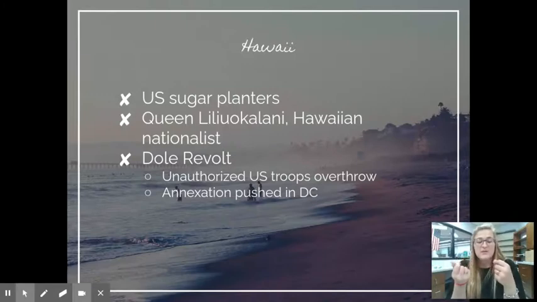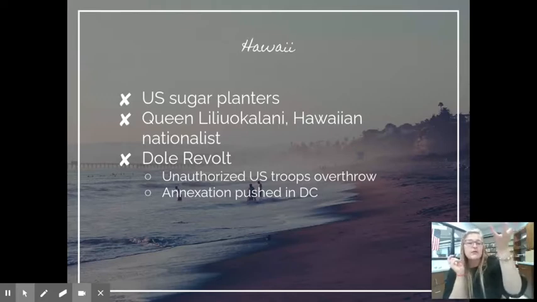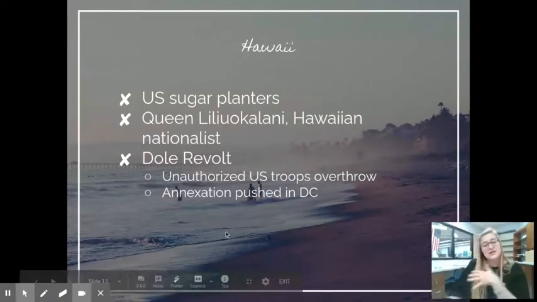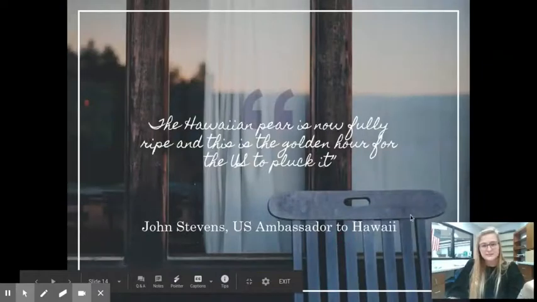And the American ambassador Stevens says, the Hawaiian pear is now fully ripe. This is the golden hour for us to pluck it. So basically, we have overthrown the queen. Now annex us and make us a territory or a state. And the treaty for annexation was kind of rushed to Washington, D.C. Oh, there's the quote. Sorry, you don't have to write it down.